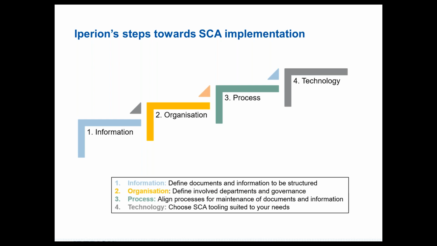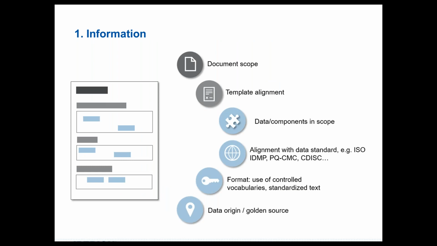So let's take a run through these topics. Next slide, please. Well, I think if we look at the actual information, now of course we recognize that there are different types of information in our documents. There is a document scope, even a document title. There is template alignment. That is a key concept of this way of working. But also we have these light blue areas in there which hold actual data.